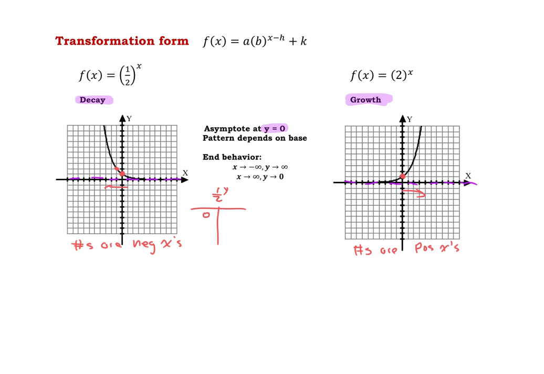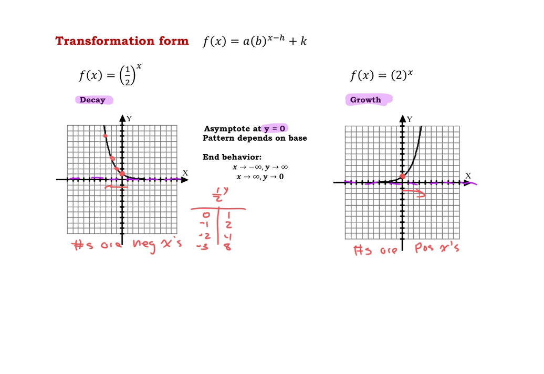When x is 0, it's 1, because anything to the 0 power is 1. And now with the decay, I go negative 1, because 1/2 to the negative 1 is the reciprocal of 2. And then 1/2 to the negative 2 is the reciprocal, which is 4. So over 2 up 4. And then the reciprocal of 1/2 to the negative 3 is positive 8. So that one's there. And so that's that pattern of 1, 2, 4, 8.